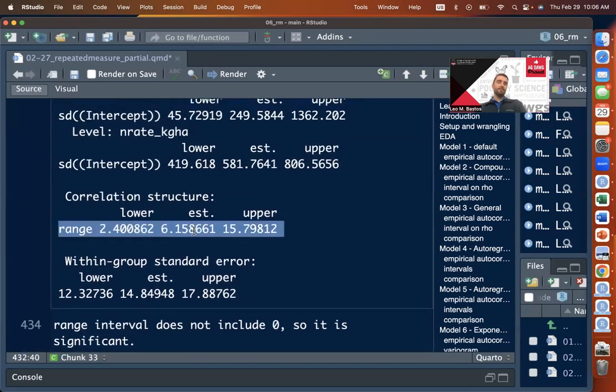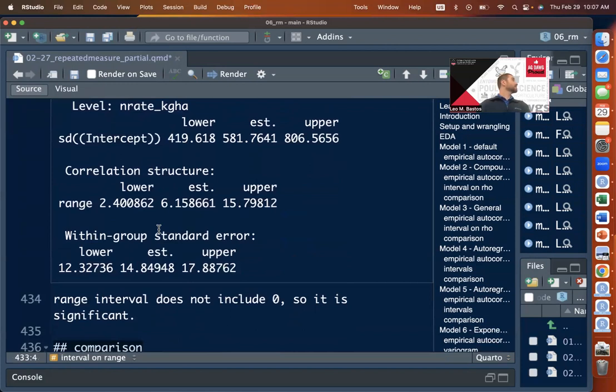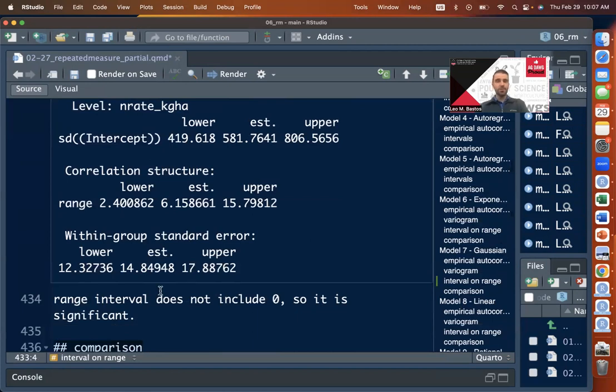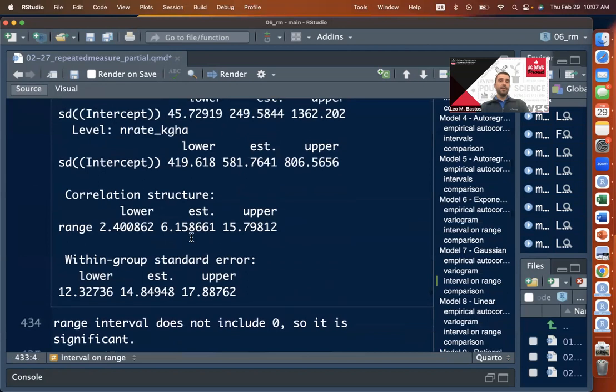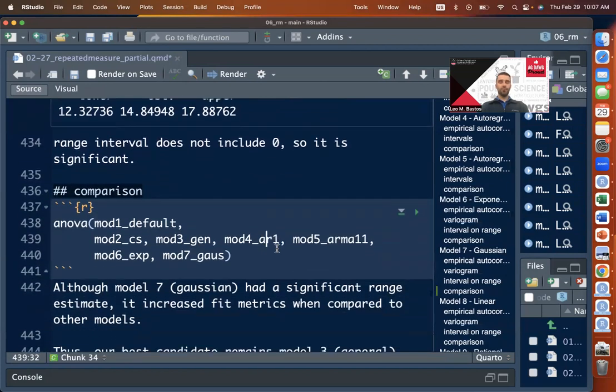we see that our range goes from 2.4 to almost 16 days, with the estimate point being at 6. So it's still wide, maybe a little bit narrower than the previous range when we used the exponential model, but still quite wide. And it's different from 0, right? So that does not include 0 in the interval. So it is significant, but it's still very variable.